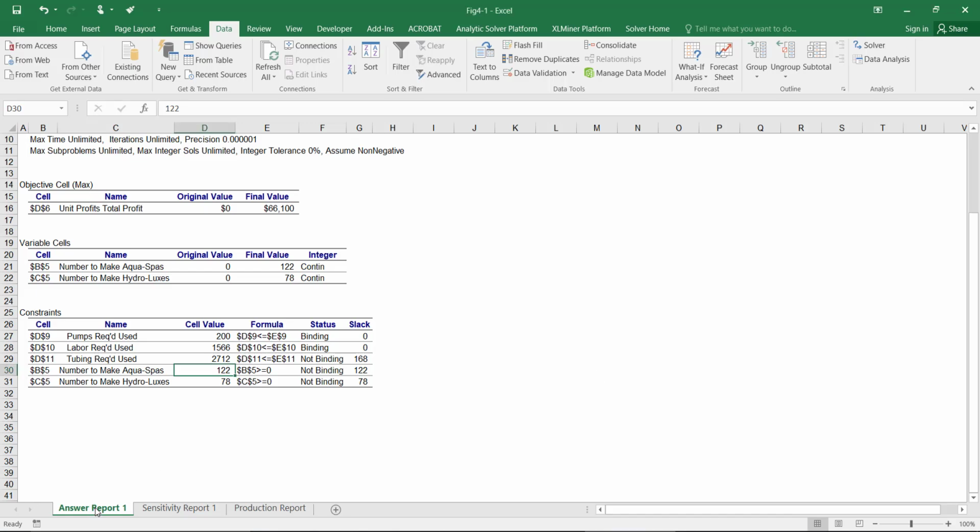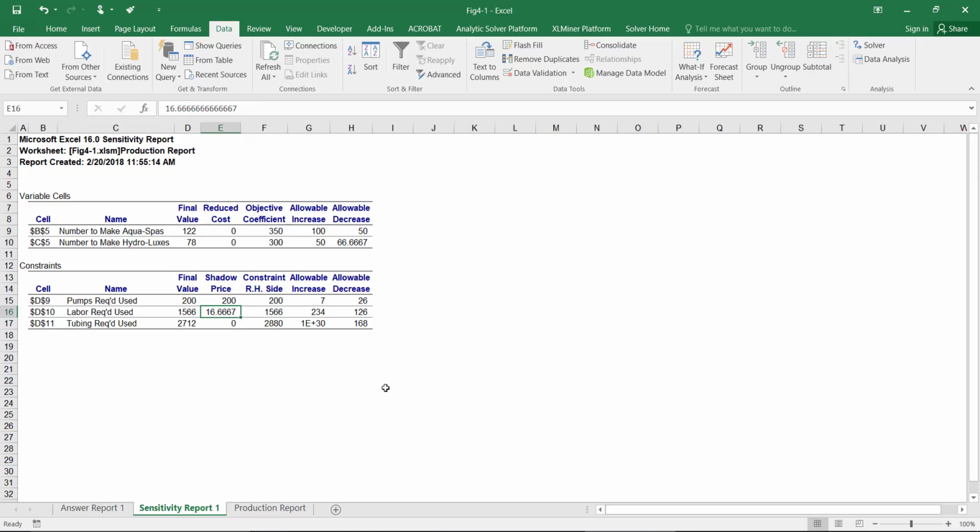So let's move to the sensitivity report. In the sensitivity reports, you can see two sections. The first section is about the variable cells, and the second section is about the constraints. In the variable cells, you can see the decision variables and their final value, which are the optimal value of the problem when we solve them using the solver, and the current value of the objective coefficient in the objective function of the linear program model.